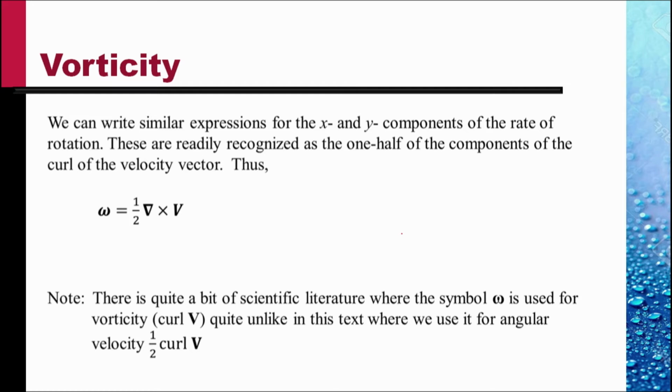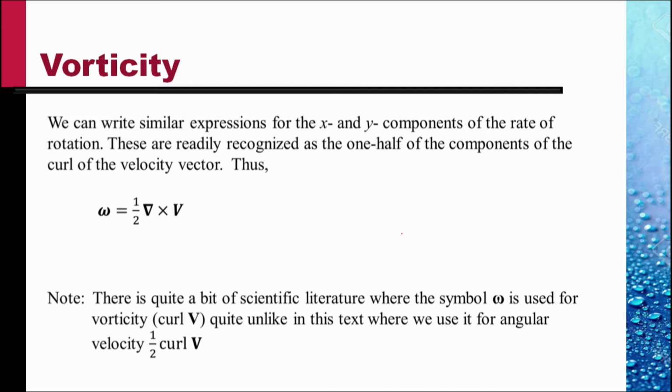We can write similar expressions for the x and y components of the rate of rotation. These are readily recognized as 1/2 of the components of the curl of the velocity vector. Thus, the vector omega, which is the rate of rotation vector with three components omega x, omega y and omega z, is 1/2 the curl of v.